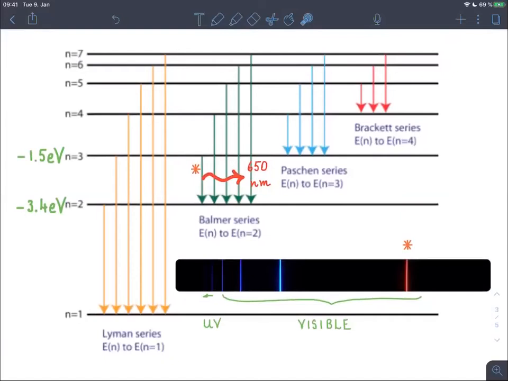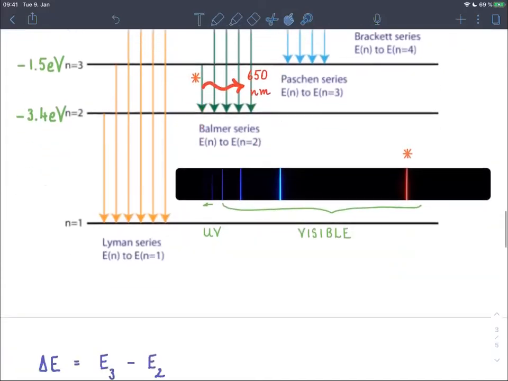Let's take, for example, this transition from n equals 3 to n equals 2, forming part of the so-called Balmer series. By the way, I emphasize that you do not need to know any of these series by heart. So a transition from the third to the second energy level is accompanied by electromagnetic radiation of wavelength around 650 nanometers. And this is calculated as follows.